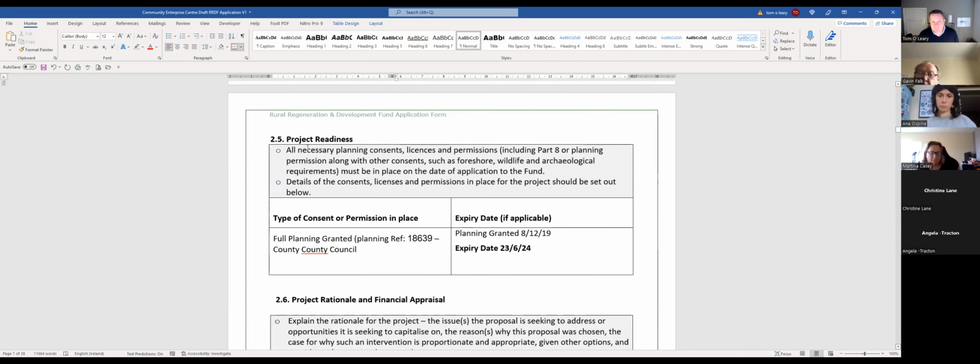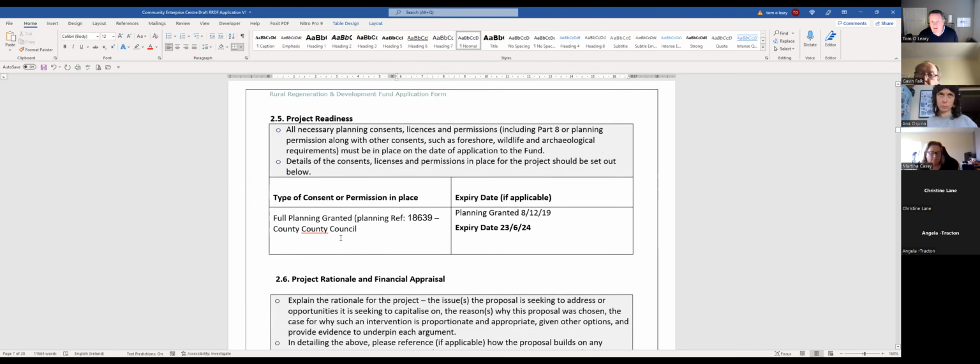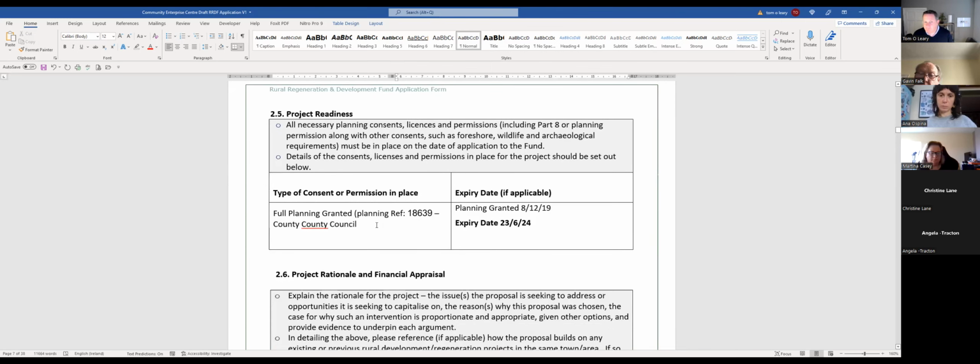Again, ask for planning details. A lot of groups might not have planning, and therefore they're not eligible. In some cases, they will ask you, has the project got planning permission? Is it being approved? Has a planning application been applied for but not approved yet? Or does the project not require planning?